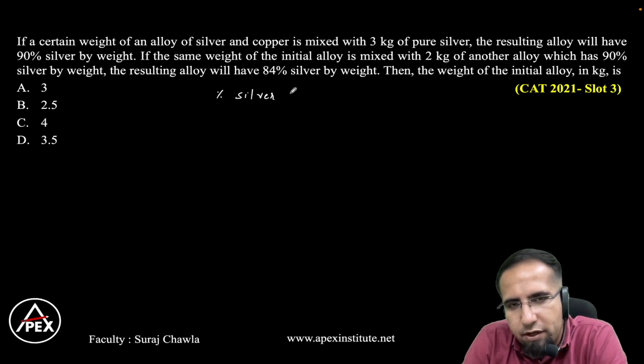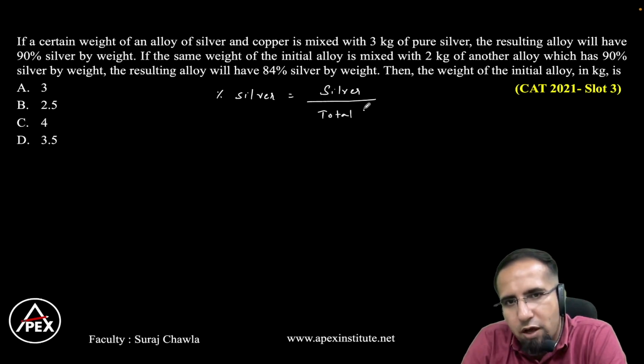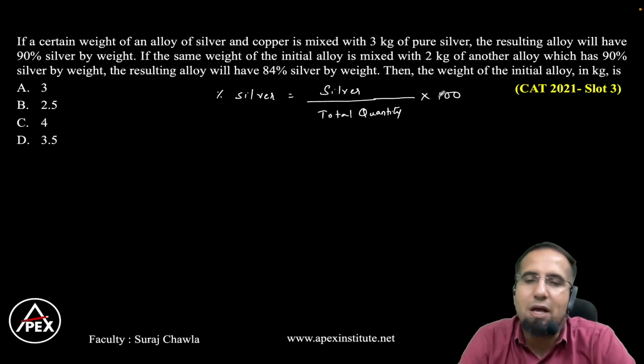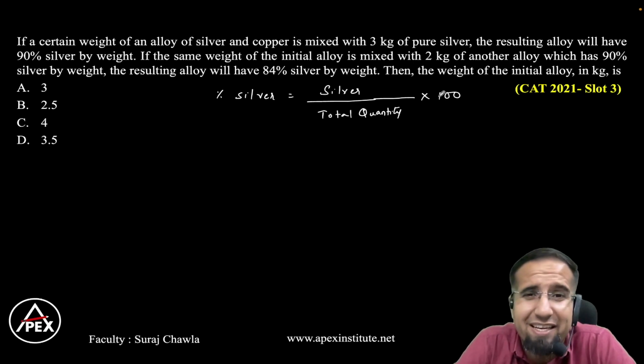Percentage of silver can be calculated as the amount of silver that we have divided by the total quantity of the alloy, multiplied by 100. This becomes the way to calculate the percentage of silver, and that is what is given. 90 percentage is given to us. So let's keep this in mind.